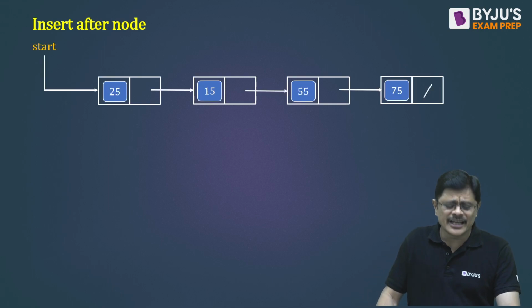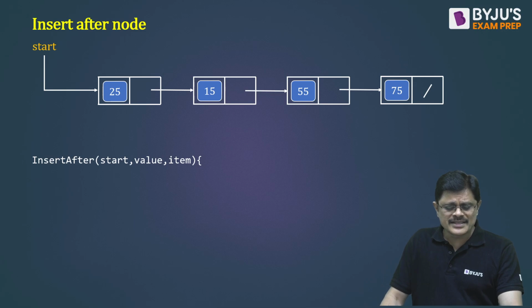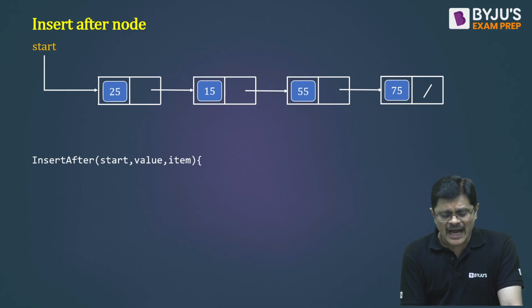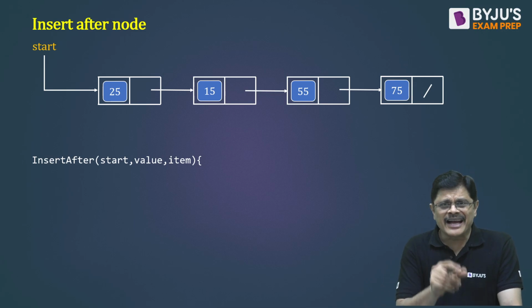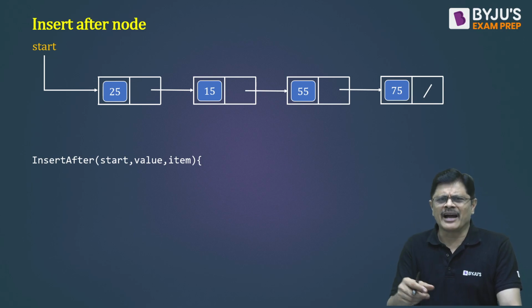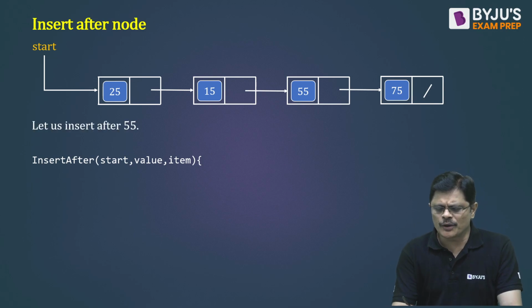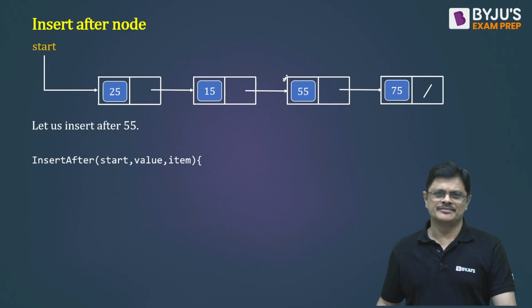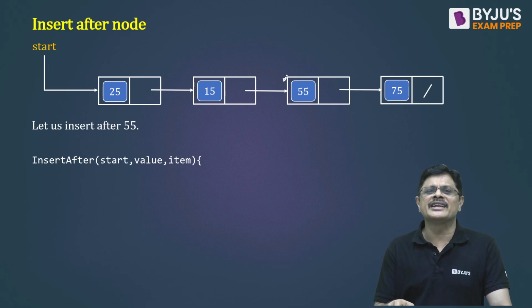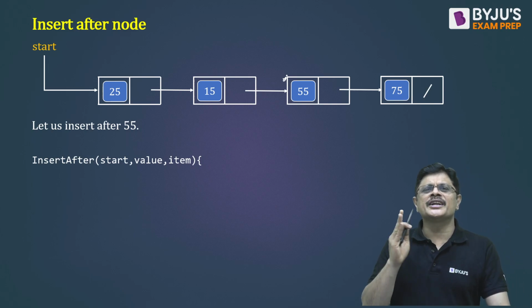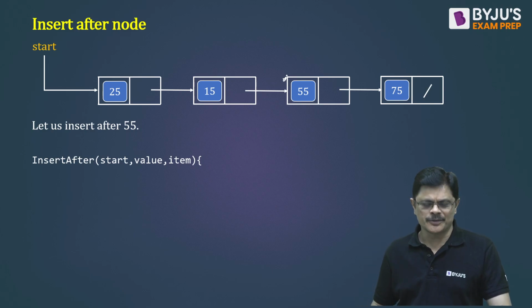This is the given singly linked list. You want to insert a value after a particular item. That item value will be given to you. Suppose you want to insert after this 55 node, that is, the node containing the value 55. I want to insert a new node after this particular node.